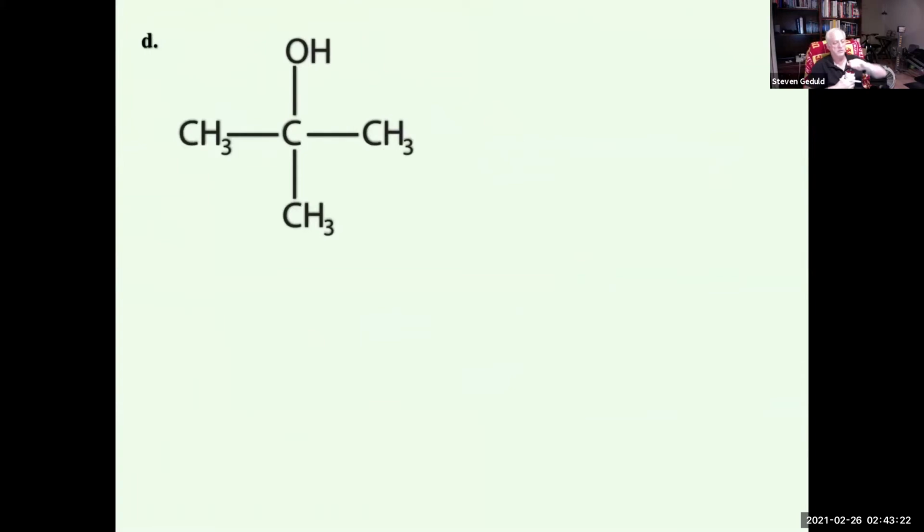What's that going to do? Okay, we're going to eliminate the OH group, and we're going to eliminate a hydrogen. It could be from this one, or from this one. Is it going to matter which of those carbons I take the hydrogen from? Does that make any difference?